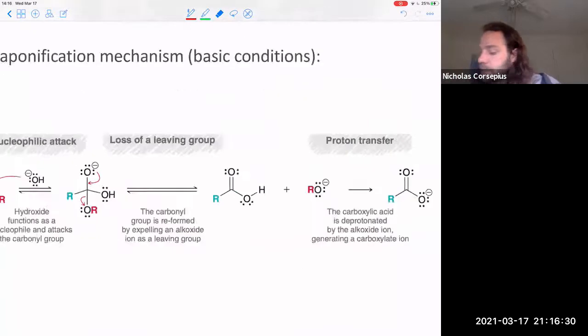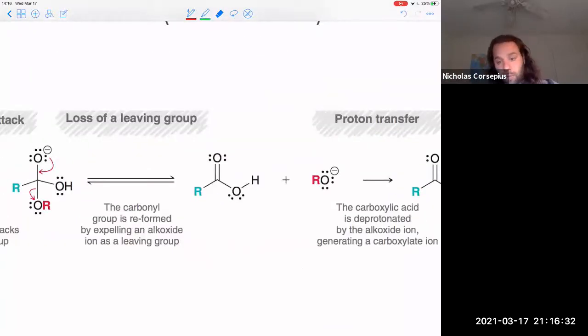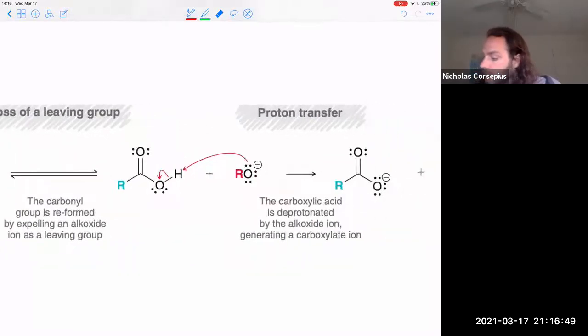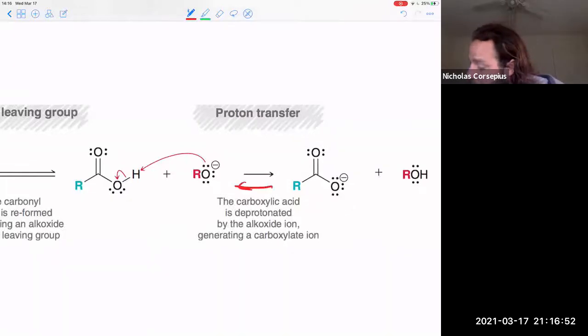But the thing that makes this reaction irreversible is that when you get to this step here, this is a way better base than a carboxylate ion. So the last step is going to be proton transfer from the carboxylic acid to the alkoxide. And this reaction cannot happen in the reverse direction, right? The carboxylate is not a strong enough base to reach out and deprotonate an alcohol. So that's what makes this reaction irreversible, this last step here.